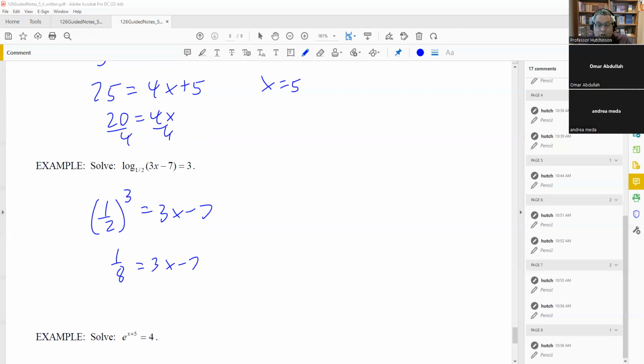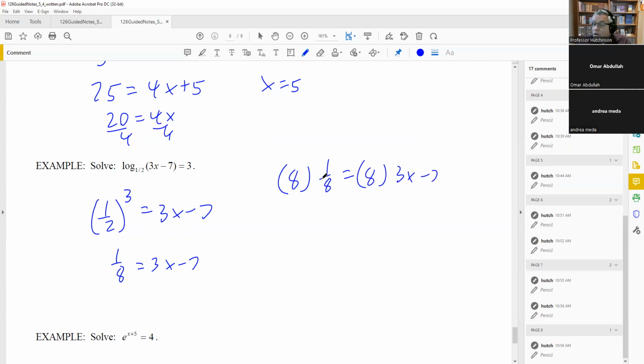All right, so now to clear that out, you probably want to multiply both sides by 8 in order to clear that. So let's do that one. Let's do that next. All right, so multiplying both sides by 8. So I have, just write that over here, 8, and then I have 1/8 equals 8 times 3x minus 7.